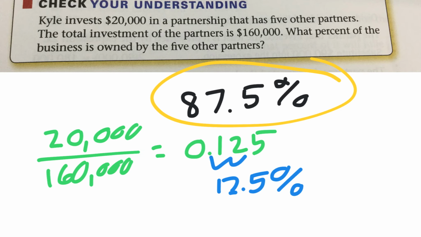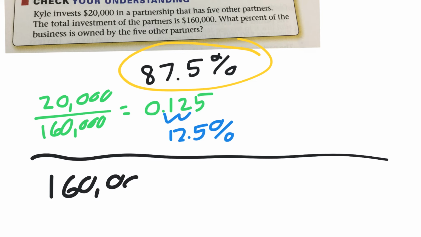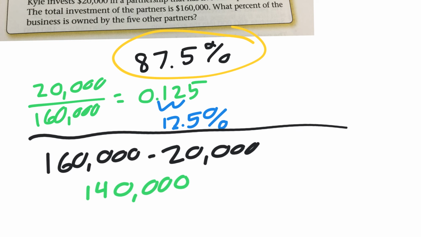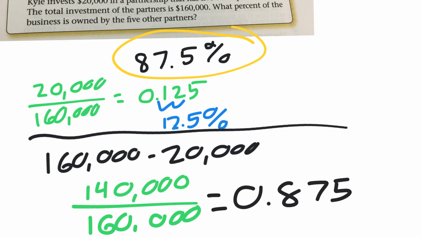Anybody do a different way to get there? Yes. I subtracted 20,000. Yes. So if we know Kyle invested 20,000, then how much did the other people invest? So another way you could work this problem is you could say the $160,000 invested in total minus the $20,000 invested by Kyle gives $140,000 invested elsewhere. And then you set that up by dividing. Go ahead. Divide 140,000 by 160,000, which gives 0.875 or 87.5%.